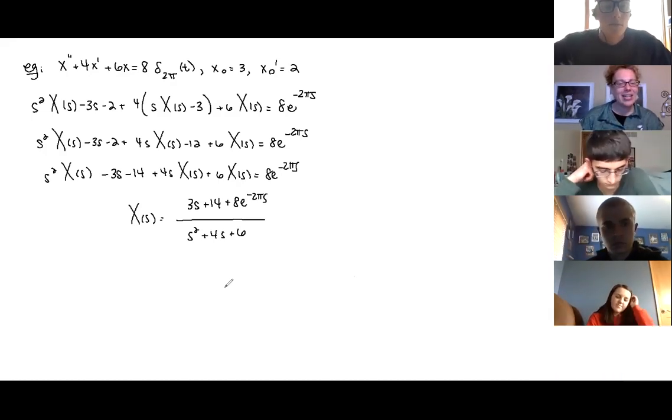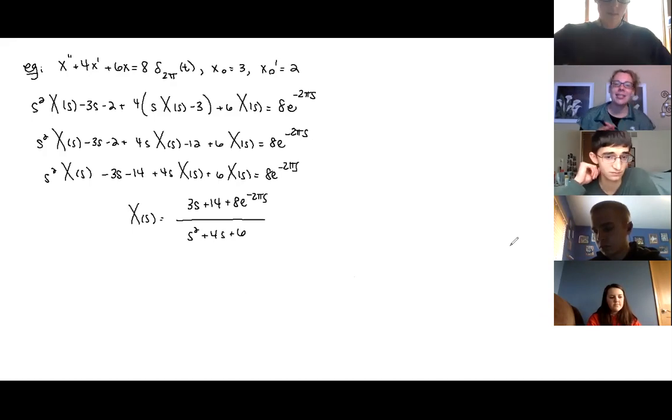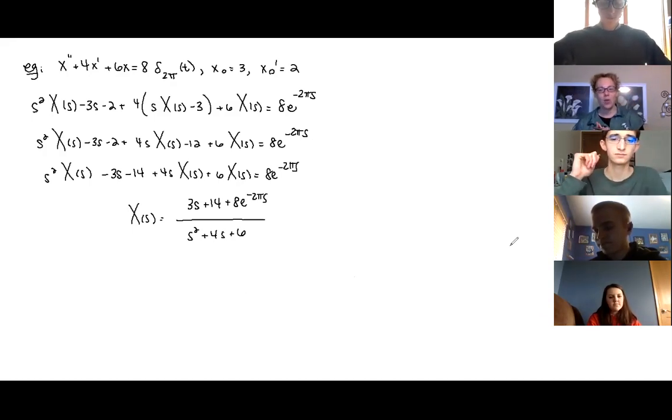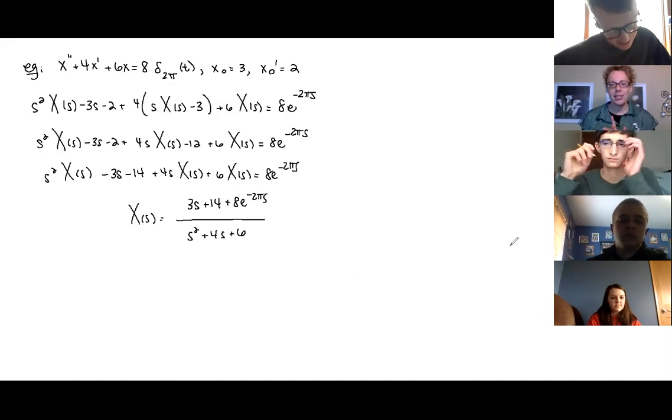Okay, so here's what we got. Capital X of s is 3s plus 14 plus 8e to the negative 2 pi s over s squared plus 4s plus 6. The denominator does not factor, so we are going to need to complete the square.